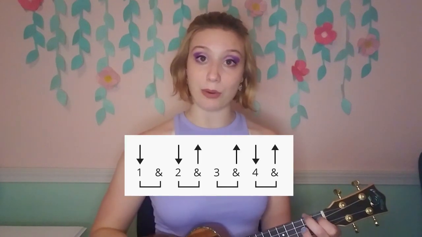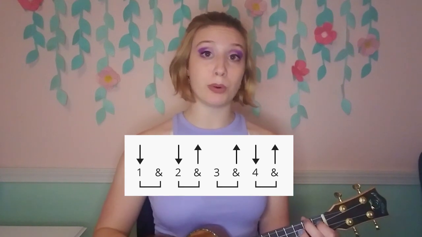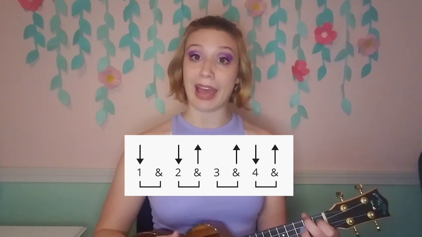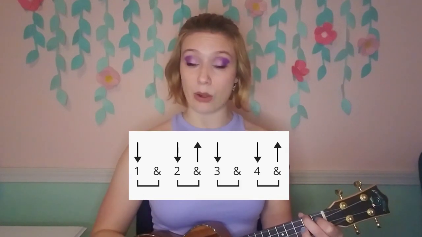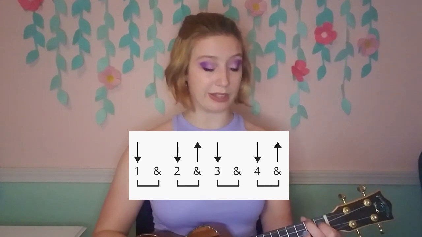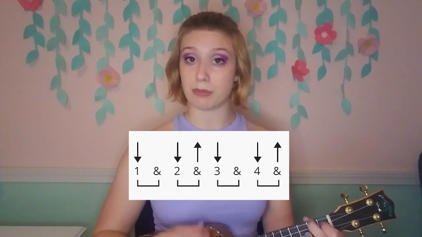We have two strumming patterns for this song. First, I'm just demonstrating on an A. We have down, down, up, down, up. You've probably used this strum before if you've played ukulele. It's a very basic ukulele strum. And then we have down, down, up, down, down, up. And that one looped sounds like this. Down, down, up, down, down, up, down, down, up, down, down, up.